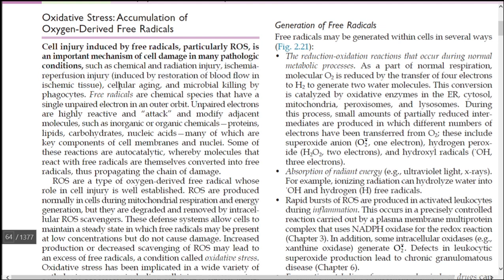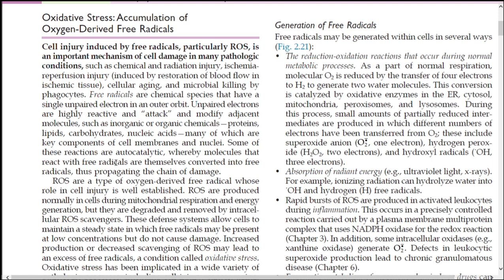So it is produced by restoration of blood flow in ischemic tissue, or due to cellular aging and microbial killing by phagocytes. Free radicals are generated. So free radicals are chemical species having single unpaired electron in an outer orbit. So these unpaired electrons are highly reactive and attack and modify molecules, inorganic or organic chemicals like proteins, lipids and carbohydrates, nucleic acids, many of which are important components of cell membranes and nuclei. So they destroy the components of cell membranes and nuclei.